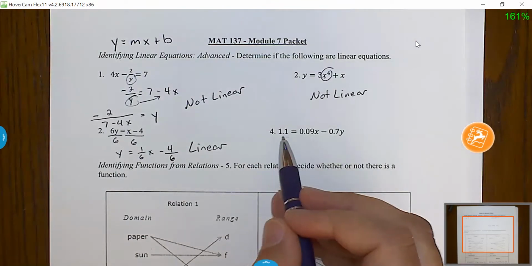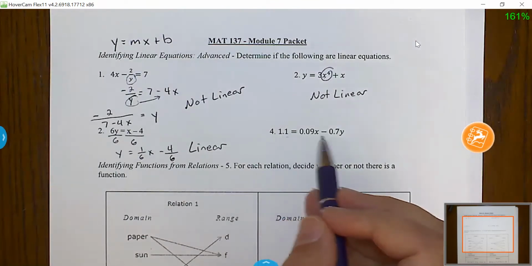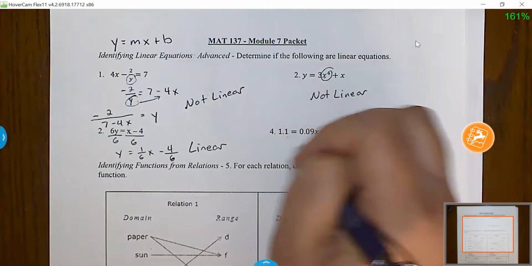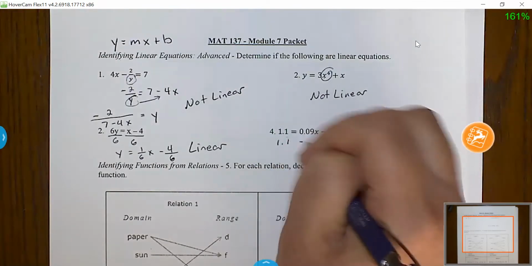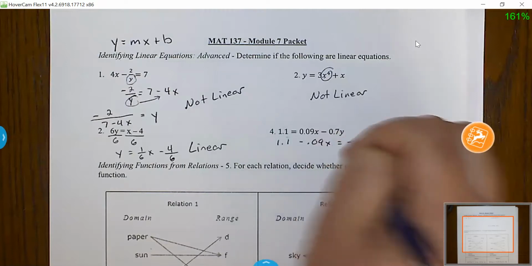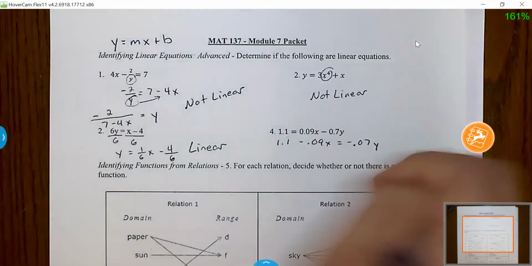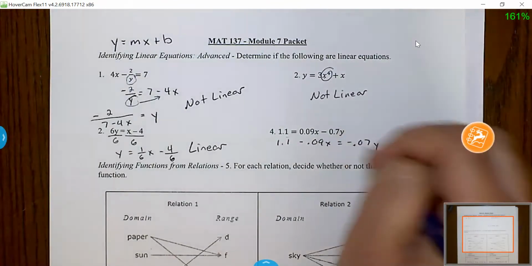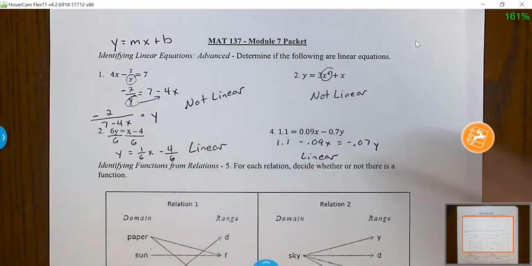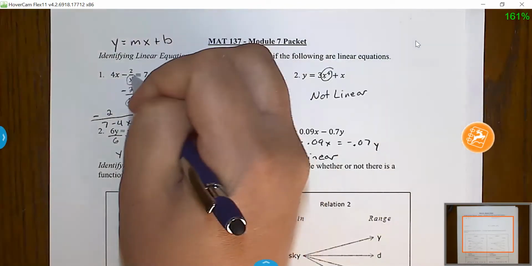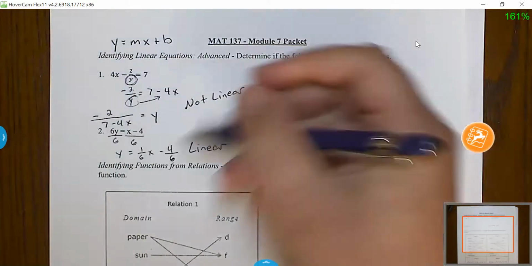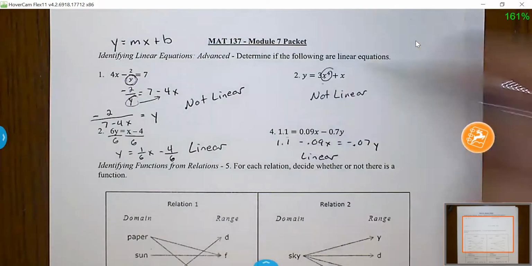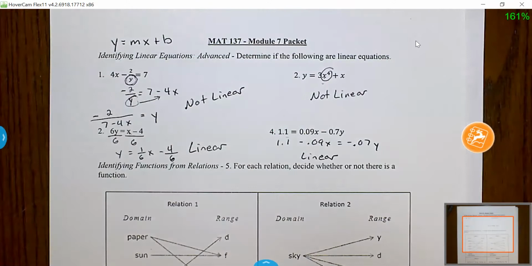Same thing over here. If I have 1.1 equals 0.09x minus 0.7y, I could get y on one side by itself. So if I make this 1.1 minus 0.09x equals negative 0.07y and then divide everything by that, I would end up with y equals mx plus b, right? So that would be linear as well. So you're looking for variables in the denominator, variables in the exponent. You're also looking for any other power rather than 1 is not linear, right?